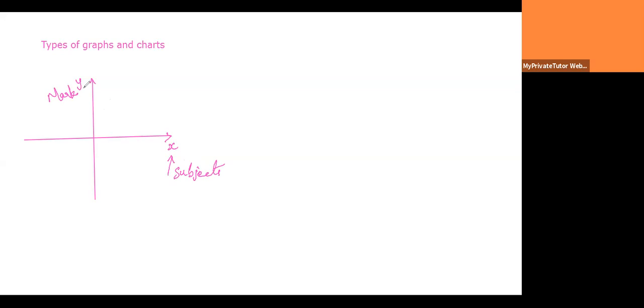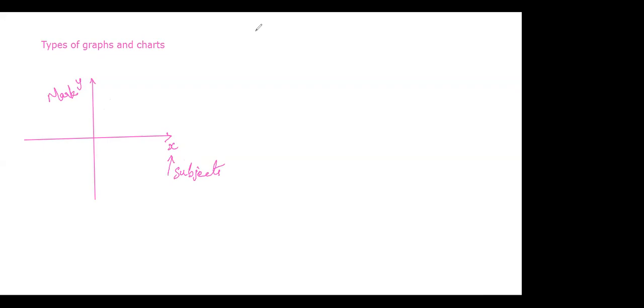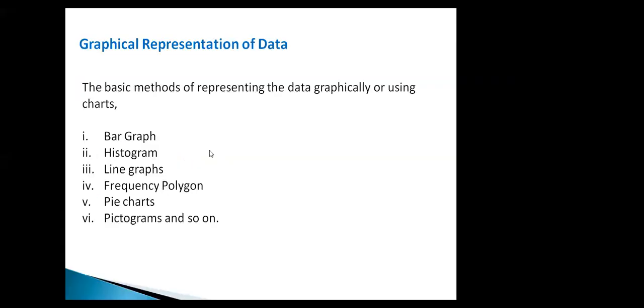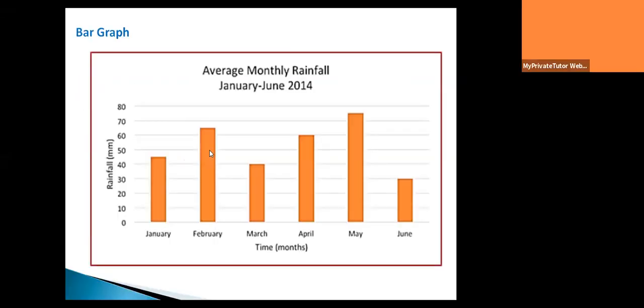We can use any type of graph. We can use bar graphs, line graphs, pie charts as well, and scatter graphs if the data is too much. Okay, we'll learn that quickly now. So what is a bar graph, guys?